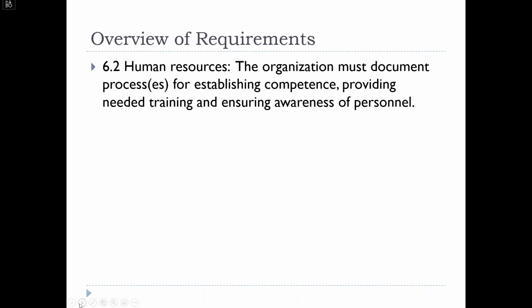Section 6.2, human resources. There needs to be a documented procedure for establishing competence, providing needed training, and assuring awareness of personnel. So that first point, I think, is especially important, and I see a lot of organizations struggling with this, regardless of the management system standard. You need to have a way to document the competency requirements for each position or function within your organization. The purchasing manager must have the demonstrated ability to A, B, C, D, E, and so forth. And then you need to evaluate whether they meet those requirements.